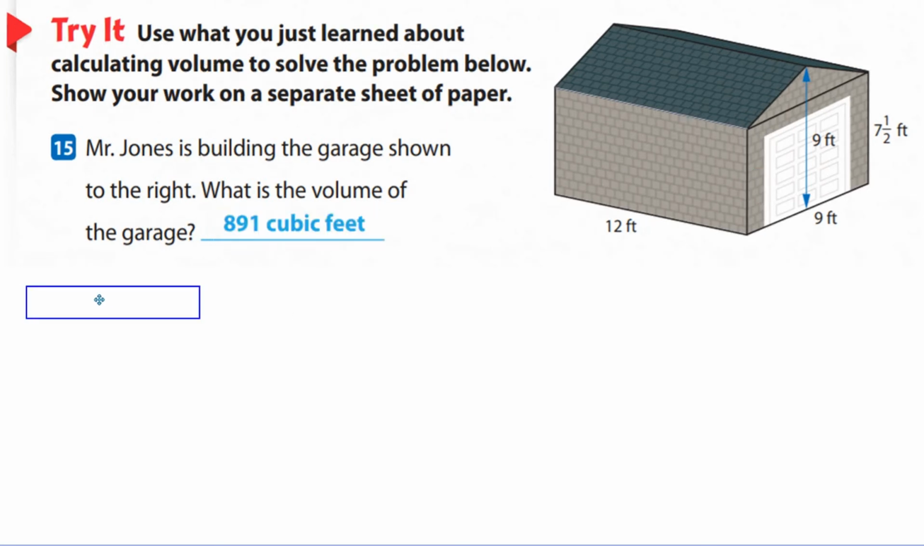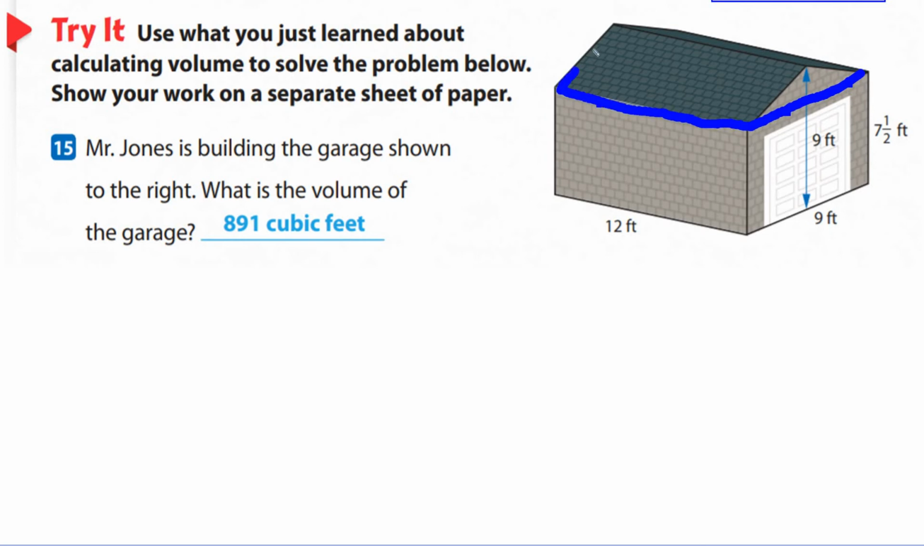Well, if you got 891 cubic feet, then you got it correct. Let's break this down. So obviously, I'm going to take this shape and break it down into two solids. The first solid is the rectangular prism. If I take this out, right, just this, then I have the rectangular prism.